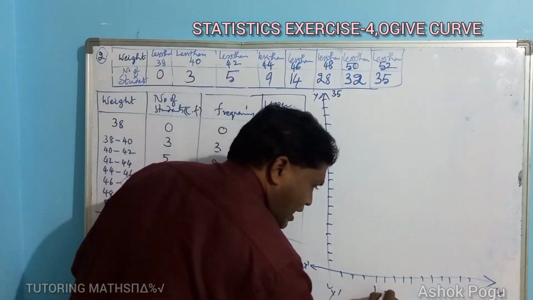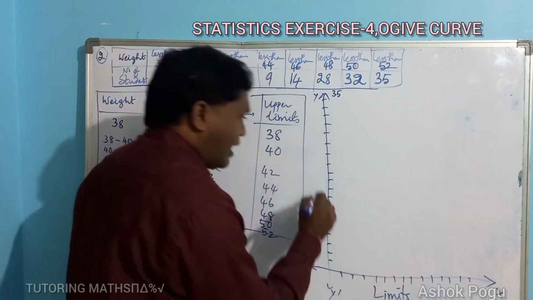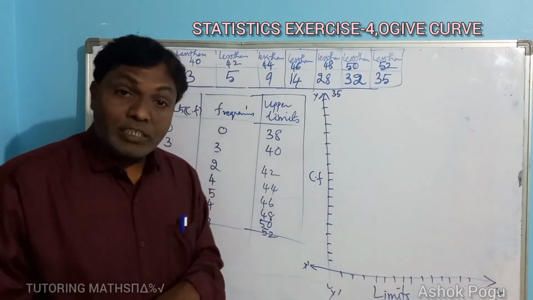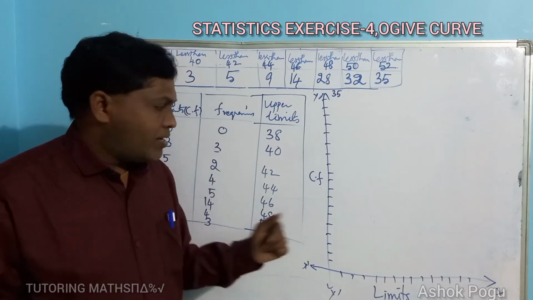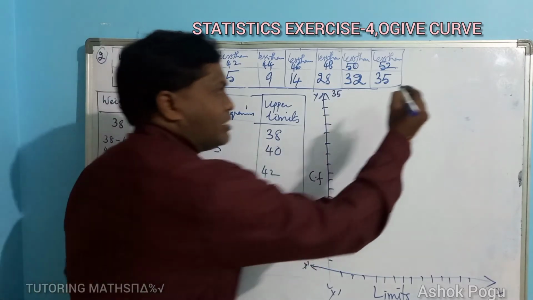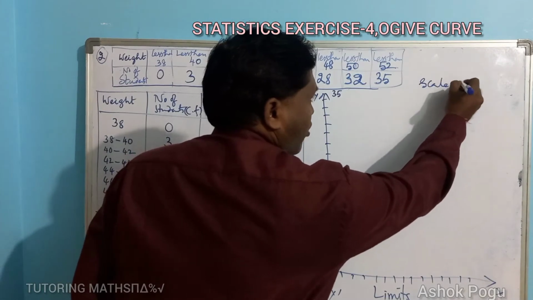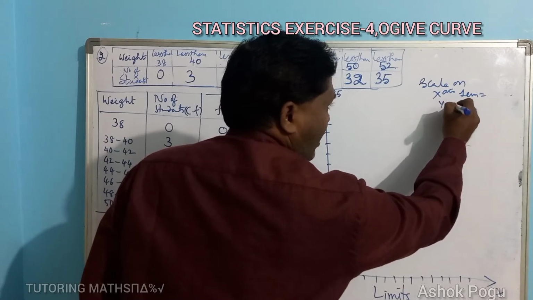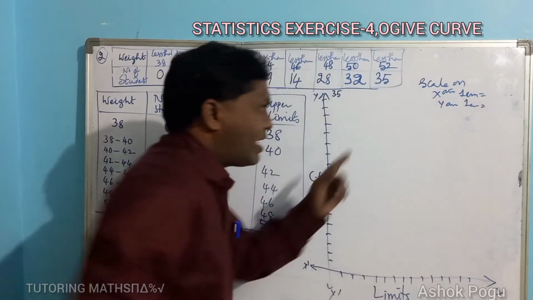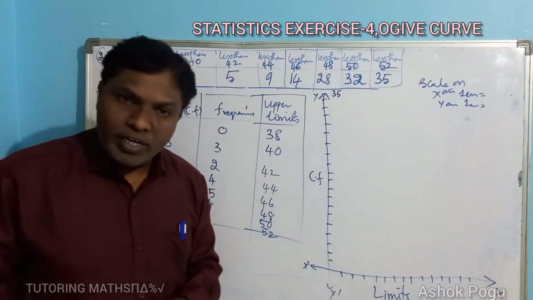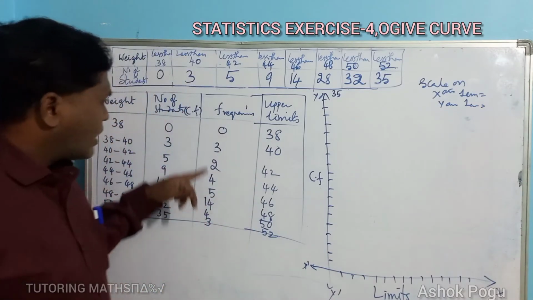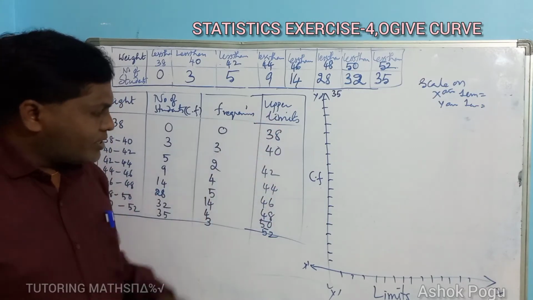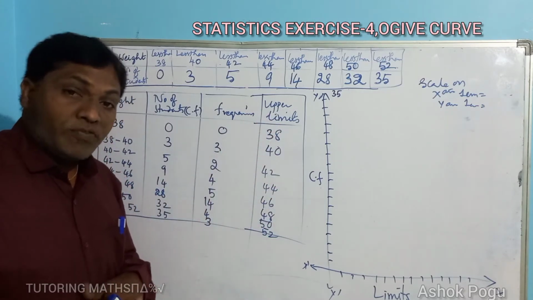Limits should be taken on the x-axis and cumulative frequency should be taken on the y-axis. Already I have explained this in the very first problem, the Ogive curve. Here the scale is most important. On the x-axis, 1 centimeter is equal to how many units are you taking, and on the y-axis, 1 centimeter, how many units are you going to take? Let us check first. First of all, limits. What is the smallest and highest limit? Smallest 38 and highest limit is 52.